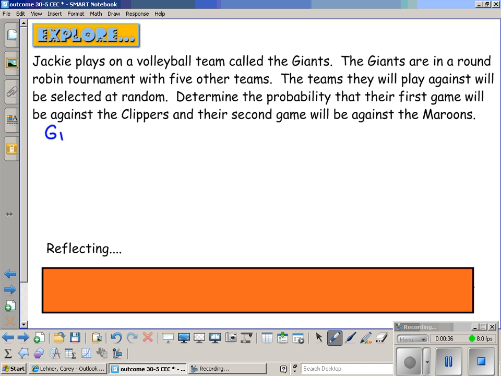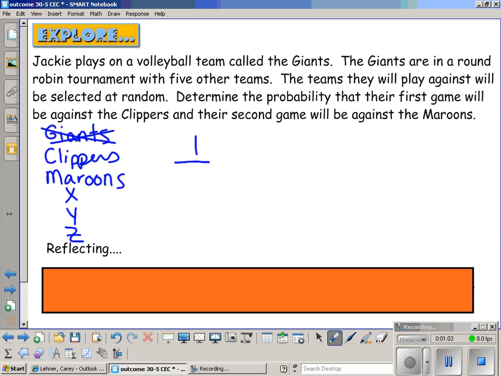So we know we've got the Giants, the Clippers, the Maroons, and then there are 3 other teams. We don't know them. We'll call them X, Y, Z. Now, because she is a member of the Giants, they're not going to play themselves, so we don't even consider them. But if we want to consider the probability that the first game will be against the Clippers, well, how many teams are called the Clippers? We're assuming only 1. How many teams are there that they could play against?